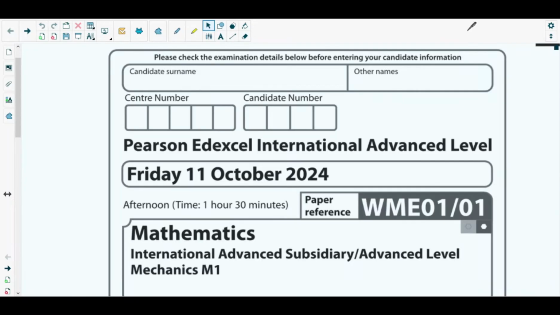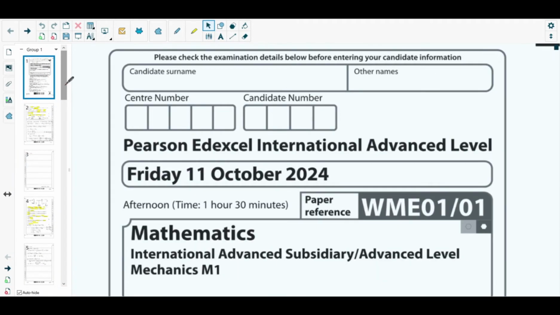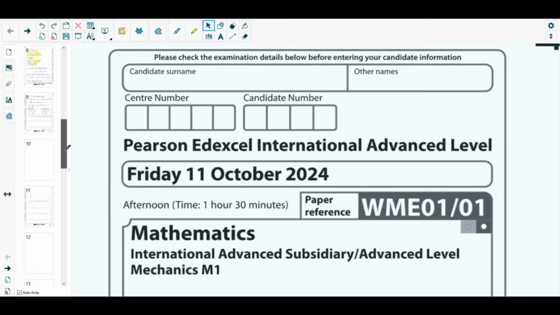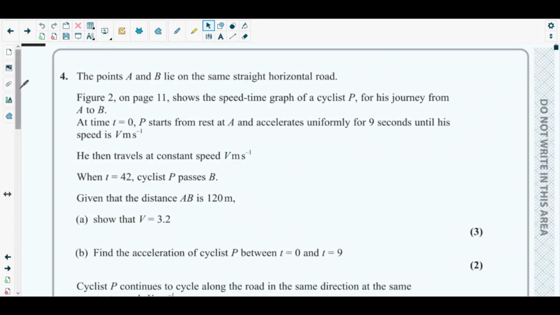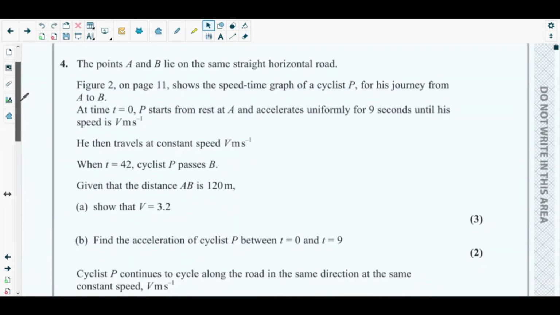In this video we will be solving question number 4 from the most recent past paper of Mechanics-1, that is the October 2024 paper. So let's see what question number 4 from this latest paper is about. Okay, so you can see question number 4 on the screen.